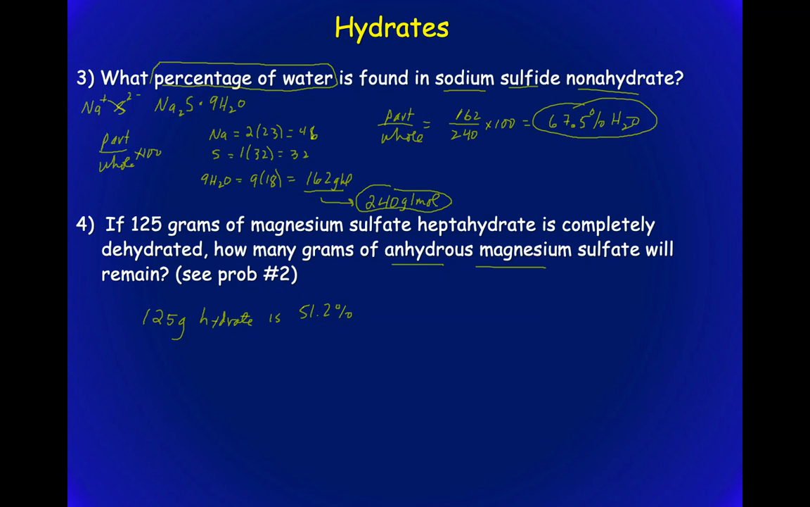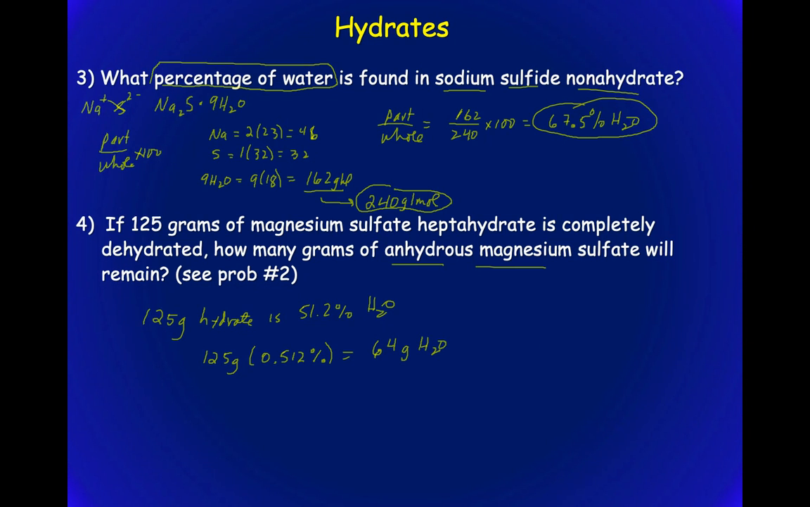So what we could do is we could do it simply. We could take 125 grams and we can multiply that by 0.512. All right, and we'll get the grams of water. So 125 times 0.512 is going to be 64. So that means 64 grams of water is in there.